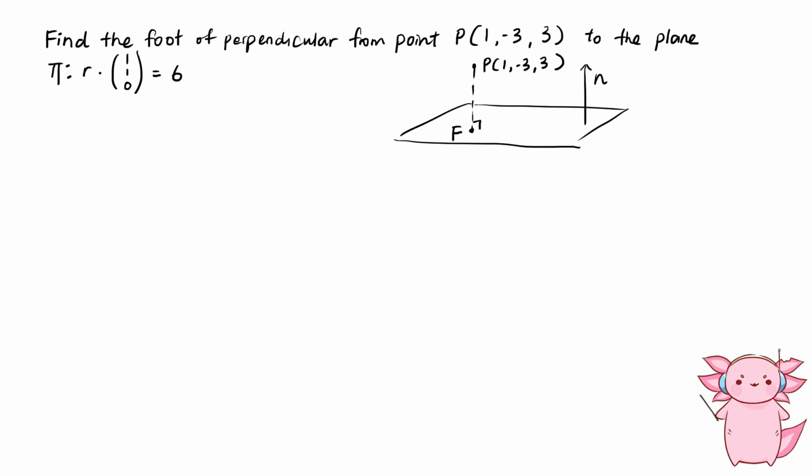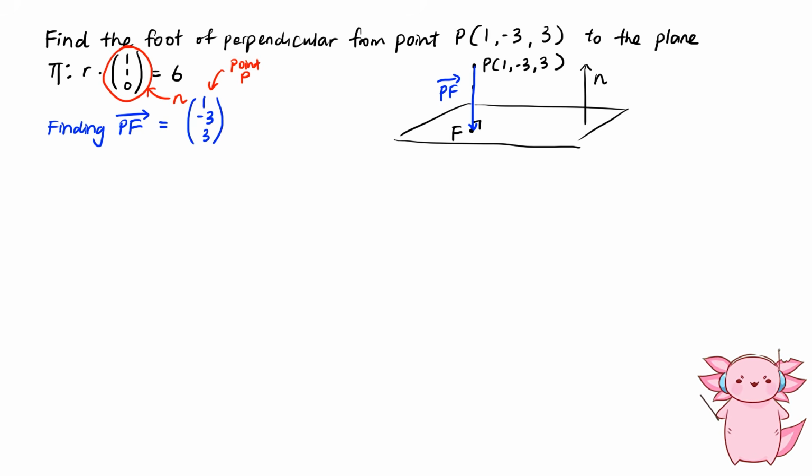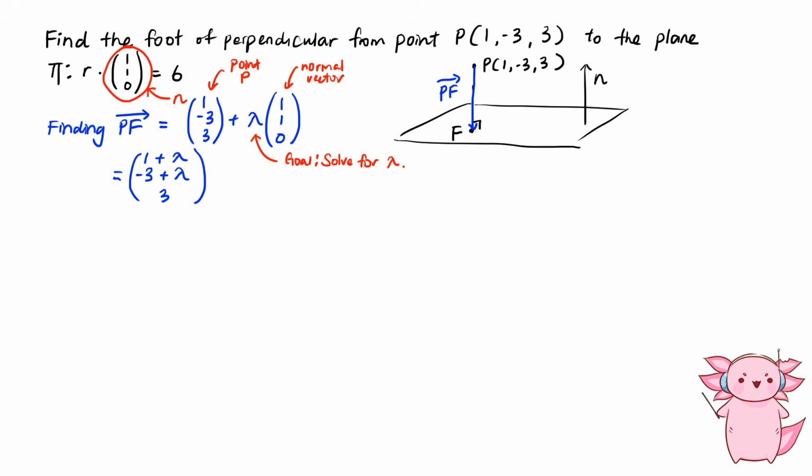To find the foot of the perpendicular from this point P to the plane, let's identify the normal vector n, which is (1, 1, 0), and then we try to construct this vector PF. Since PF is parallel to the normal vector, it starts from point P and goes in the (1, 1, 0) direction, and our goal is to solve for the value of lambda, which gives us the point F.